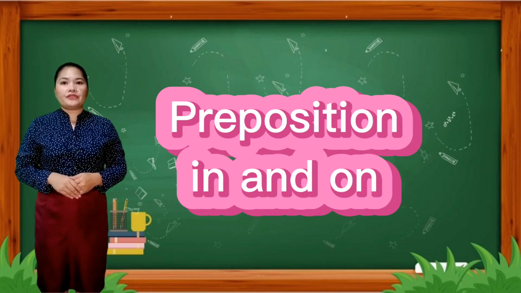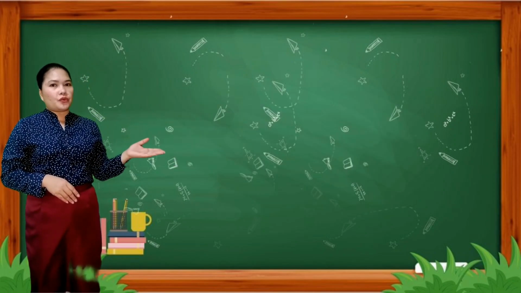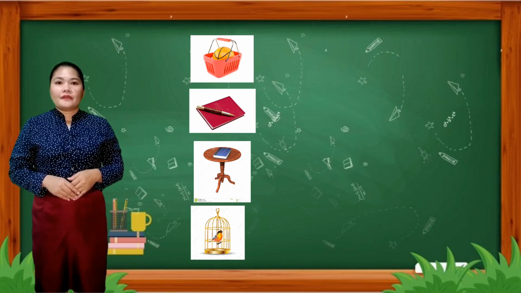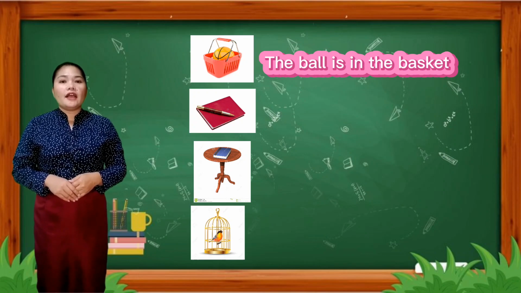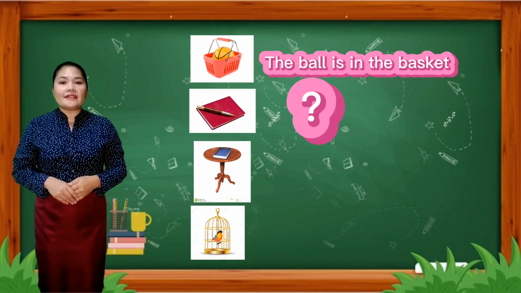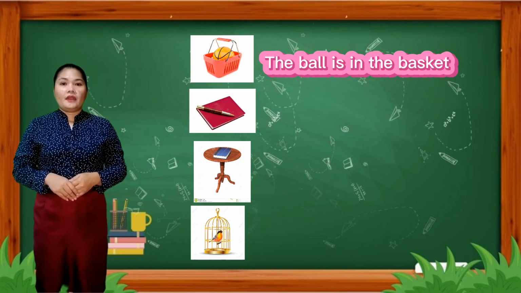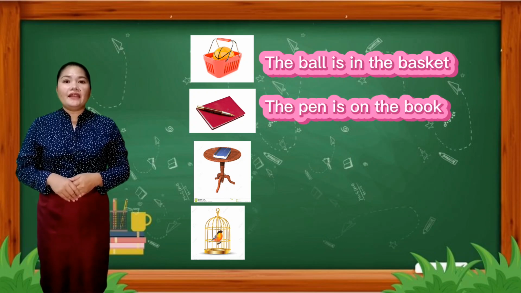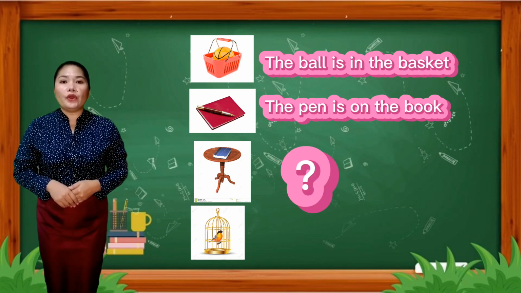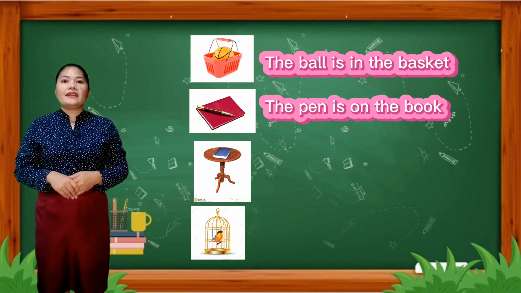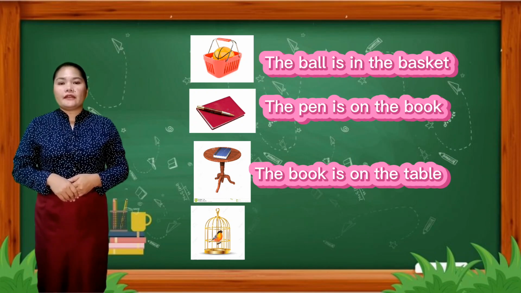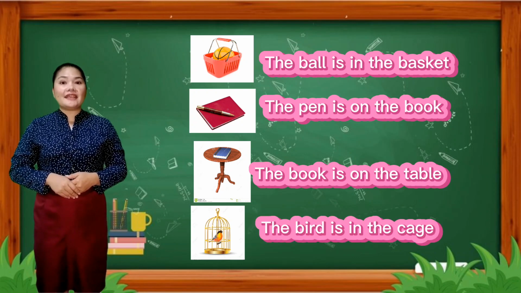About in and on preposition. Now, look at the picture. Where is the ball? Very good. The ball is in the basket. Where is the pen? Very good. The pen is on the book. Where is the book? The book is on the table. Where is the bird? The bird is in the cage.